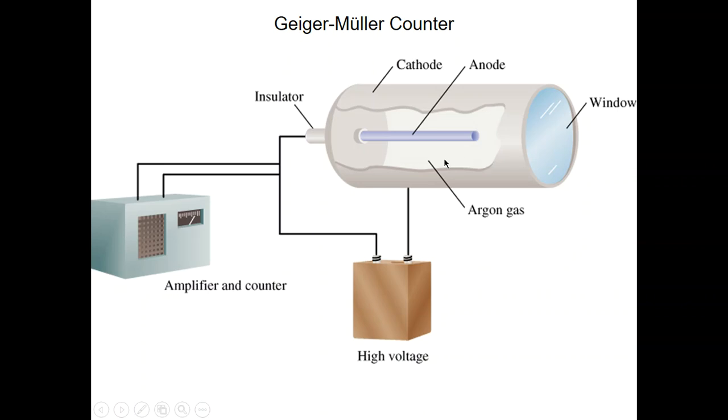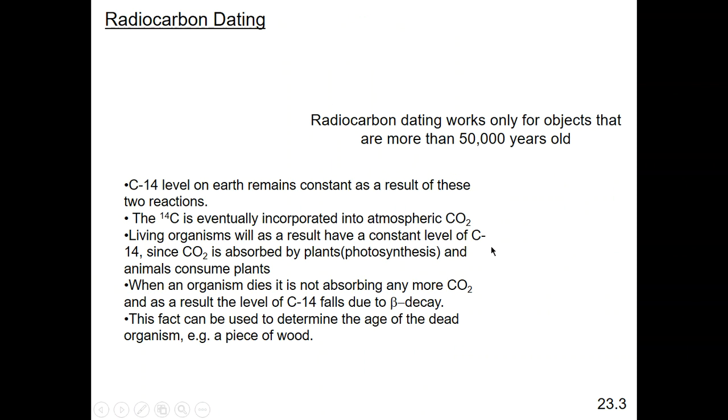So each time a particle is ionized, it is registered on the counter right here. Whatever you register here will be proportional to the number of particles that was produced by the nuclear material. All right, so that's a very brief description as to how the Geiger counter works.